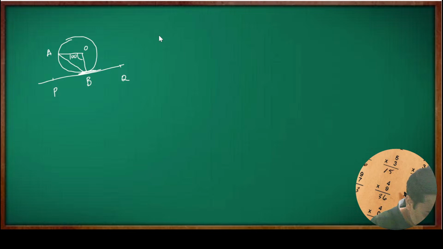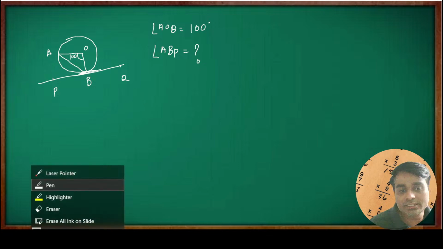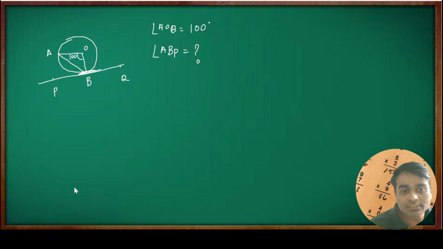Center at the point AOB is 100. AOB is equal to 100 degree, clearly seen in the figure. Then we need to find out ABP. ABP is a question mark here. So first mark your triangle ABP where it is, then start doing it.